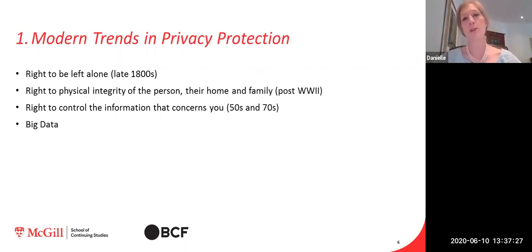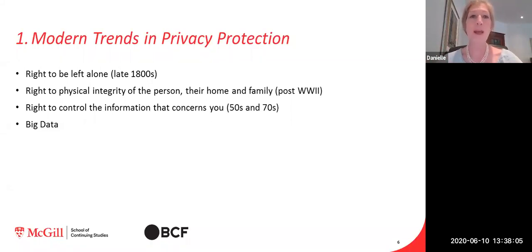And then we move on further to the end of the 20th century, or mid to end 20th century, and we have computers. And we realize, oh my goodness, these machines can process a tremendous amount of data on anything, and notably on people. And so the right to privacy evolved into the right to control the information that concerns us. And so the privacy legislation that is still around today, even the European one, the recent legislation, is very much based on this notion of giving an individual as much control as possible over their data.